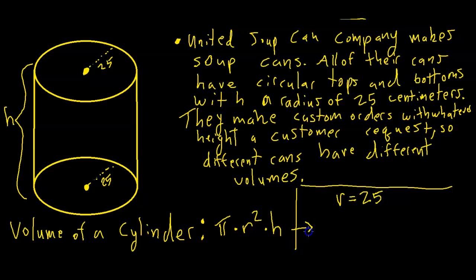So therefore, we can simplify this formula a little bit, and we know that the volume of all these soup cans will always be pi times 25 squared times the height, right? And what is 25 squared? That's going to be 625. So we know that the formula for the volume of this company's soup cans is always going to be 625 times pi times h.